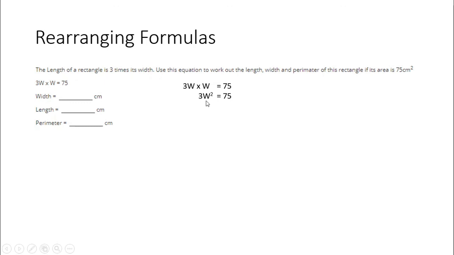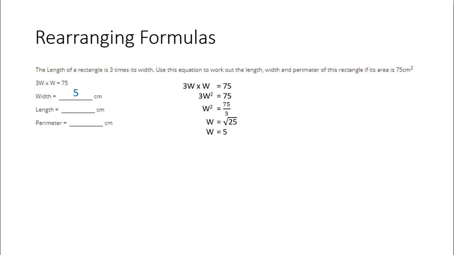squared. I want the W by itself, so I need to move the 3 across. It was multiply, so I will divide. 75 divided by 3 is 25. And I got rid of the square. The opposite of square was square root, so square root 25. And W must be equal to 5 then. So I got what the width is.